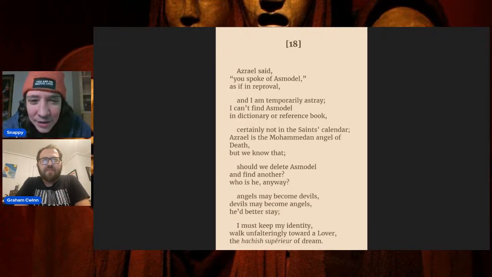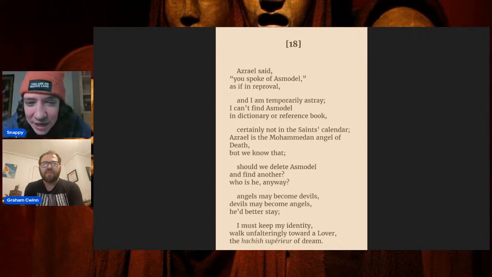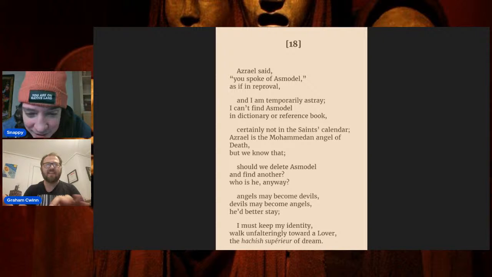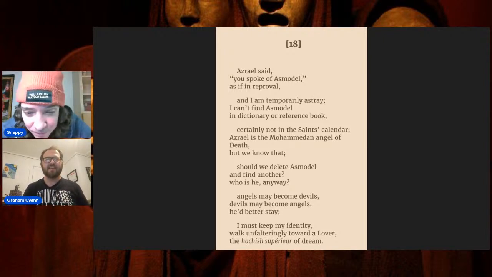Azrael said, you spoke of Asmodel as if in reproval, and I am temporarily astray. I can't find Asmodel in dictionary or reference books, certainly not in the saints' calendar. Azrael is the Mohammedan angel of death, but we know that. Should we delete Asmodel and find another? Who is he anyway? Angels may become devils. Devils may become angels. He better stay. I must keep my identity, walk unfalteringly toward a lover, the hashish superior of dream.